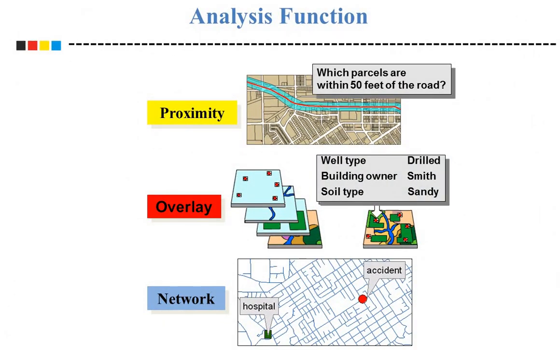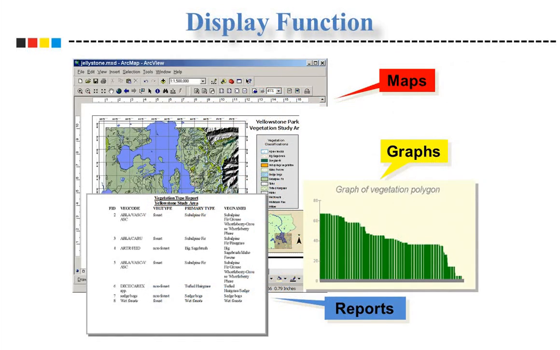Another function of GIS is the analysis function, with which we can analyze maps for 3 different purposes, for example proximity, overlay, and network as well.